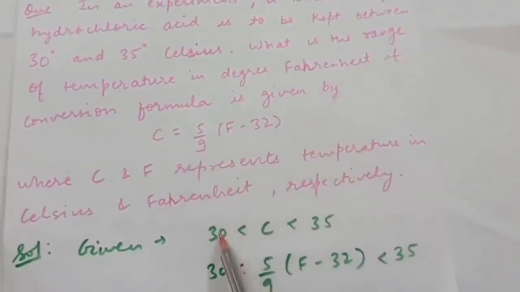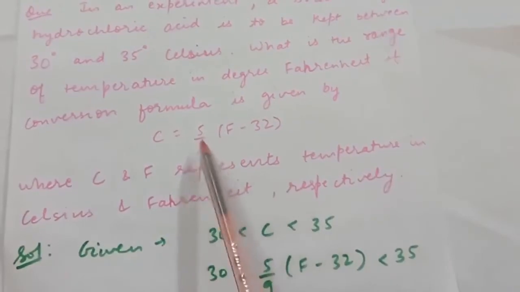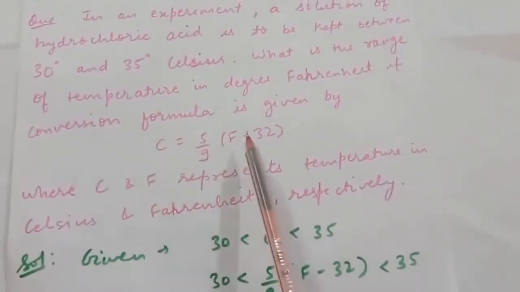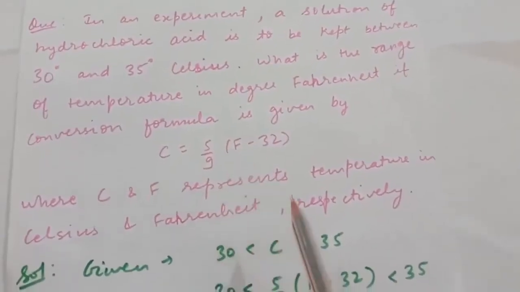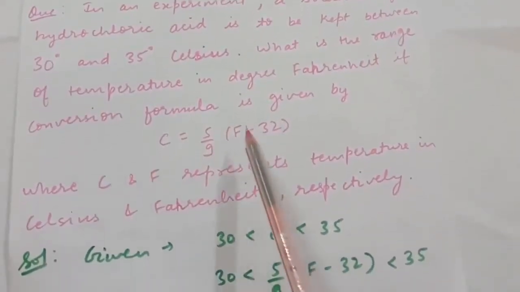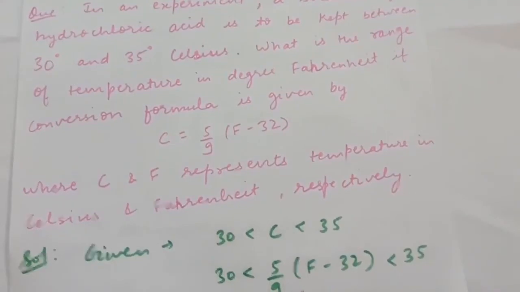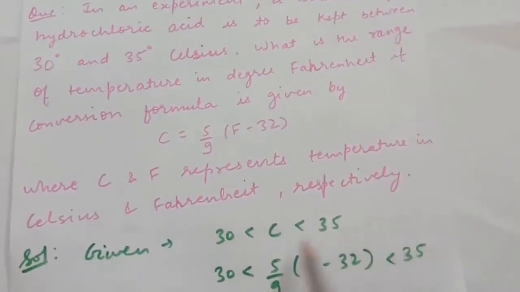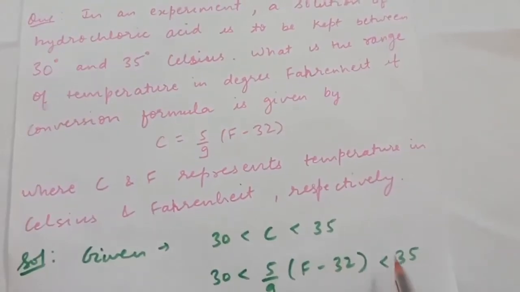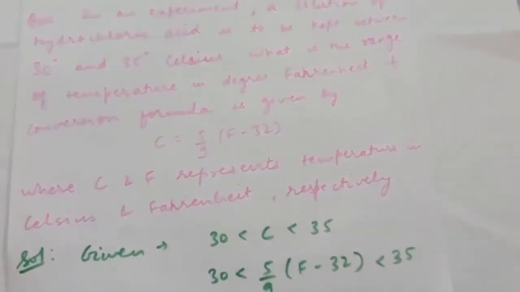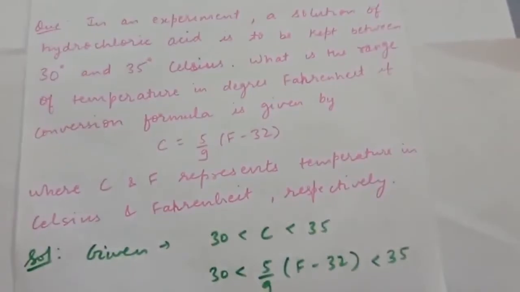Celsius range is given to us. Also this formula to convert from Celsius to Fahrenheit is given to us. So Celsius is equal to this. So in place of C I am writing this value, right? Now you know how to solve this inequality. Take these two and then take these two. After solving you will get the range of F.